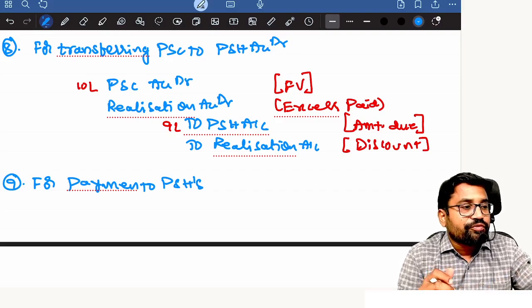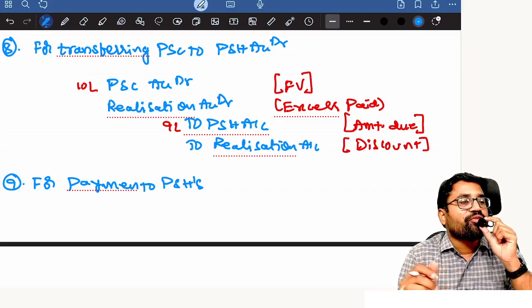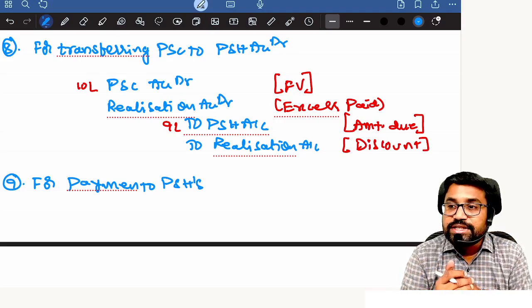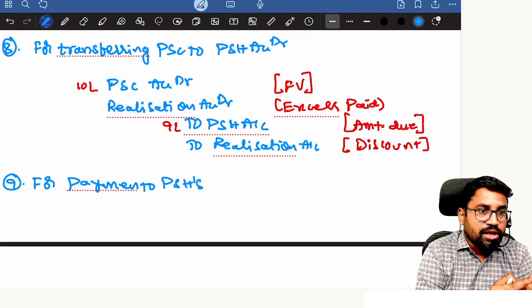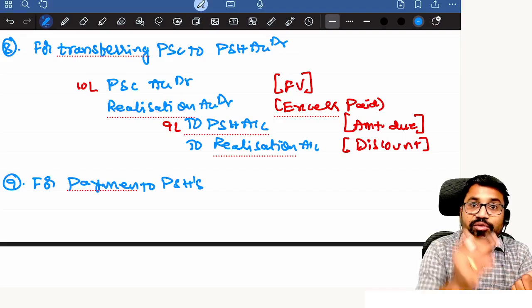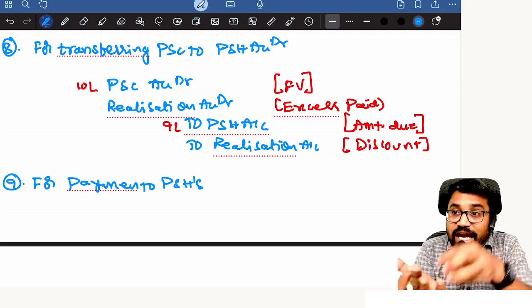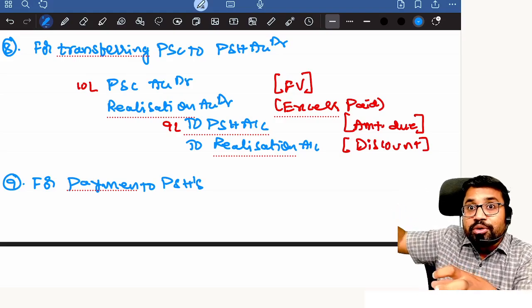I want every one of you to see entry number 4. What is the entry number 4 we have written? PC received. Right? What is the entry? Cash or bank account debit, equity shares in transferee company account debit, preference shares in transferee company, whatever we received. In that, how much belongs to preference shareholders?